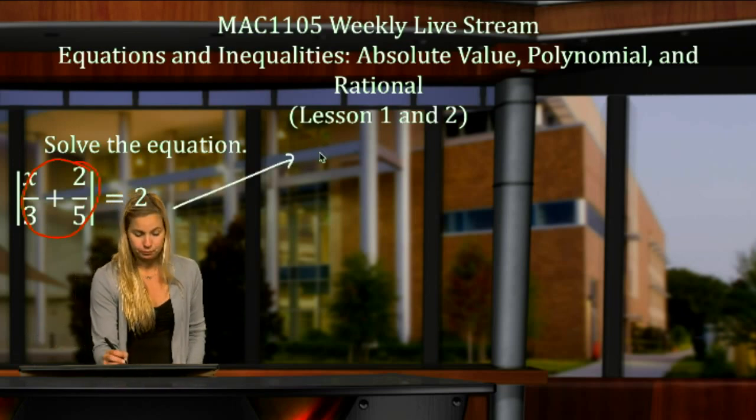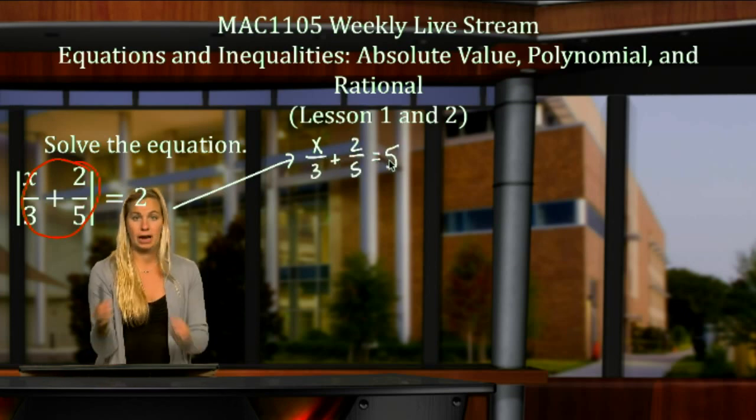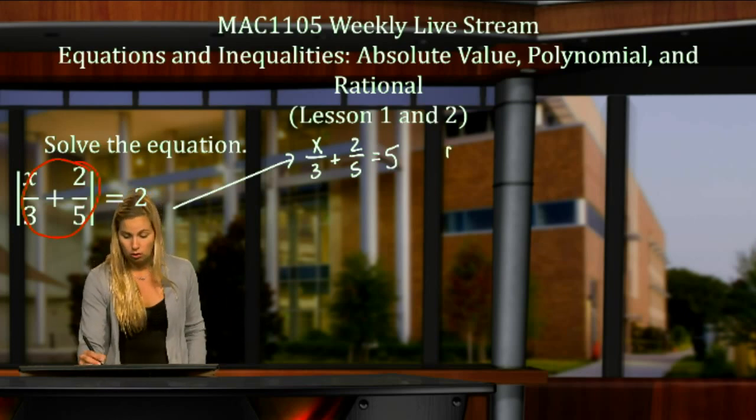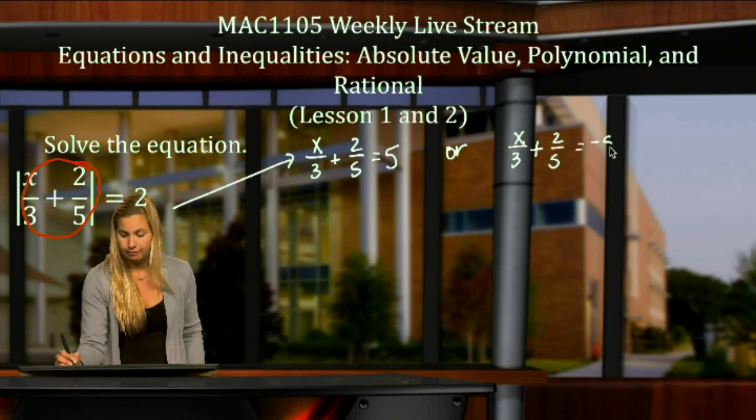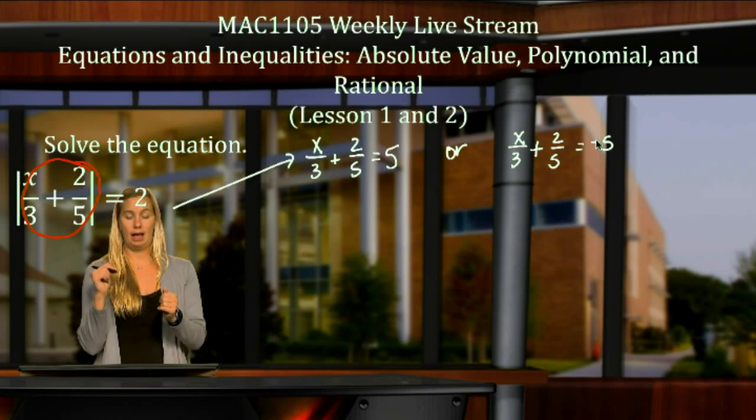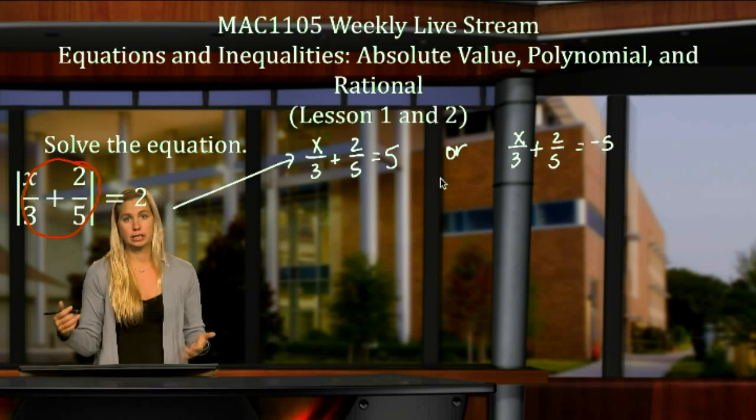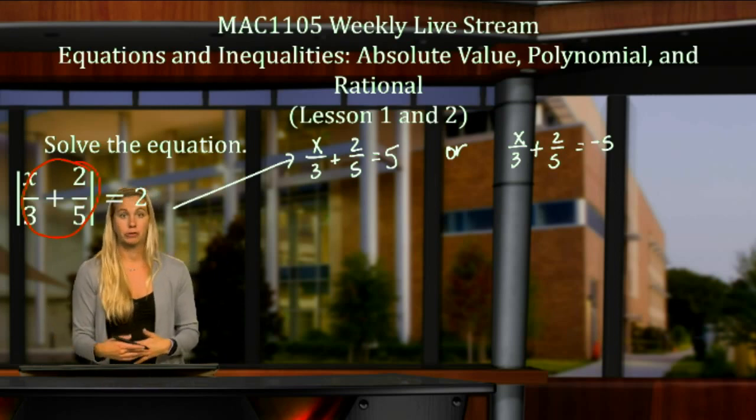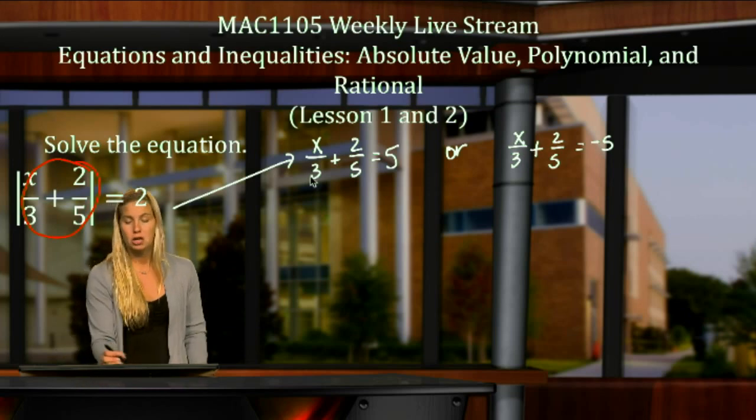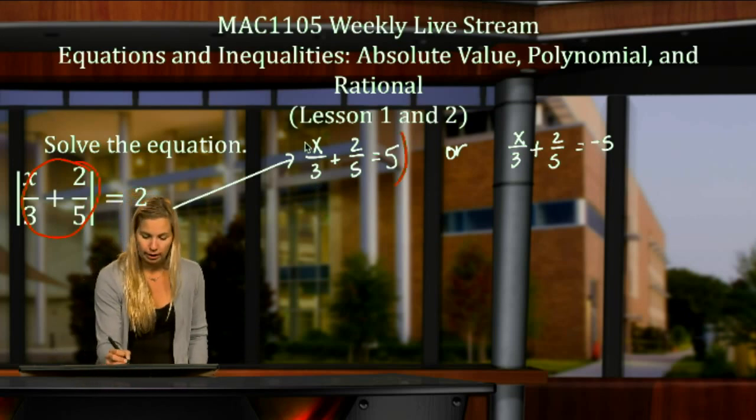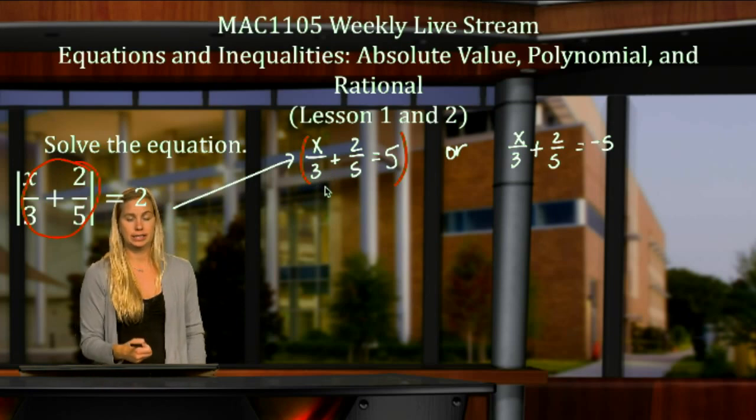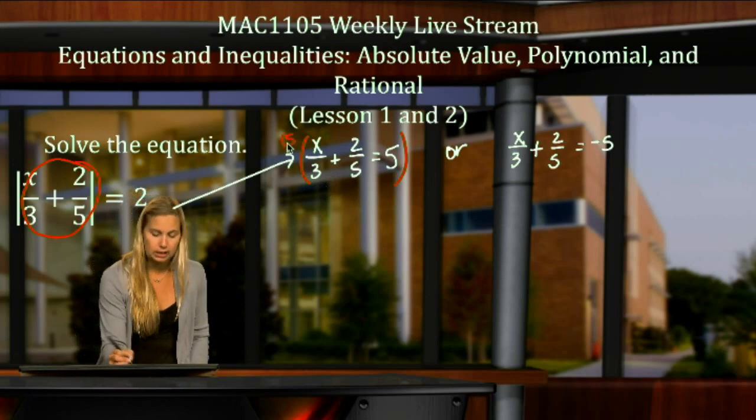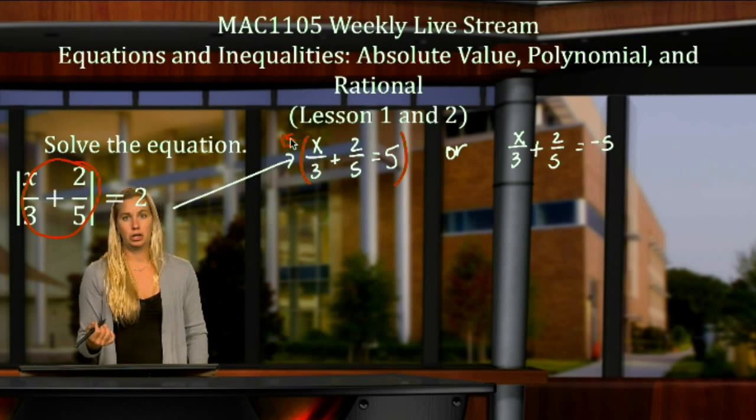So I'm going to do that over here. We have x over 3 plus 2/5 equals positive 5. That's going to be 5 units to the right. Or x over 3 plus 2/5 equals negative 5, and that would be your 5 units to the left. We solve both of these equations independently to yield two solutions. I like this example because it's going to help us review some of those techniques for solving a linear equation, especially with fractions. So what we're going to do is try to clear all of our fractions by using the LCD. The LCD of this equation is 15, so I'm going to multiply both sides of my equation by 15.